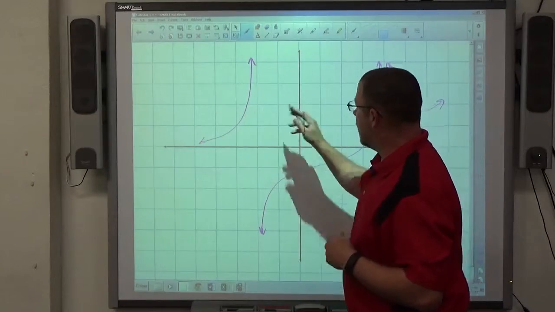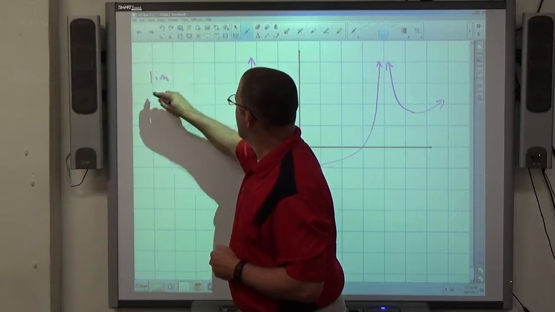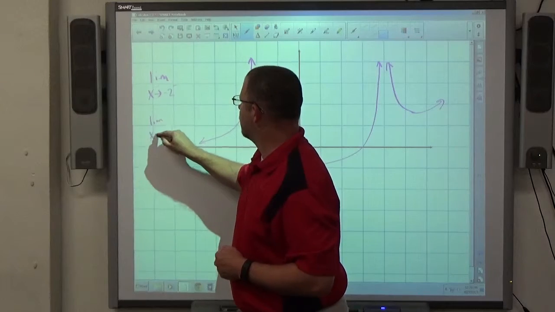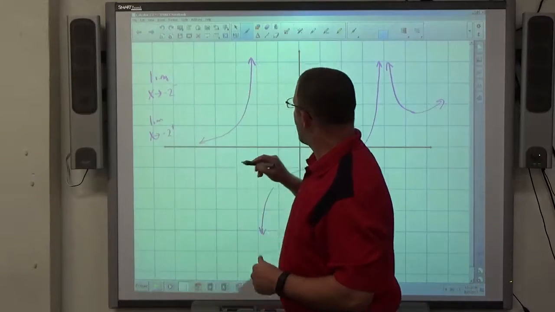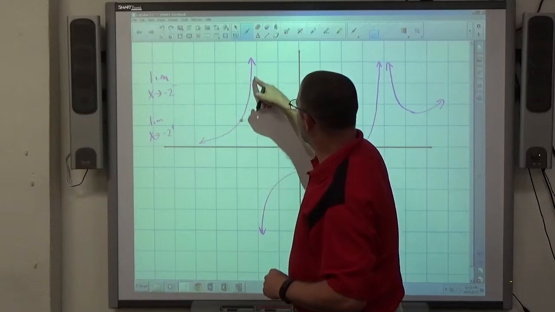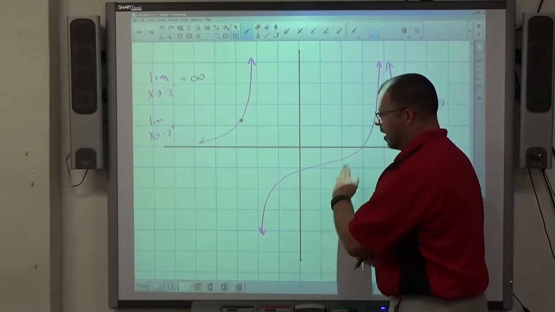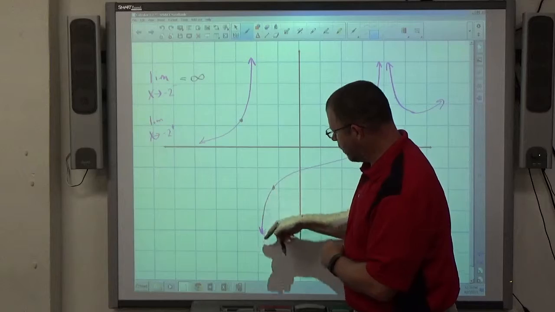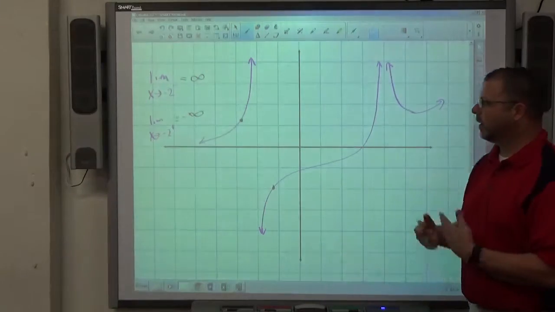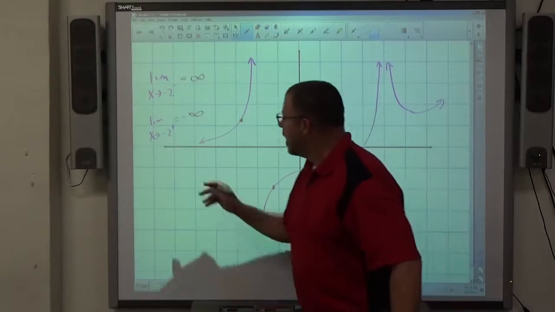If they ask me stuff about limits here, so if it says limit as x approaches negative 2 minus, limit as x approaches negative 2 plus. If I'm on the graph here, and I'm getting closer and closer to negative 2, the graph's going up to infinity, so it's positive infinity. If I'm here, from the right, going this way, it's going down forever, so it's equal to negative infinity. Right? Limit does not exist at x equals negative 2 because they're not the same.